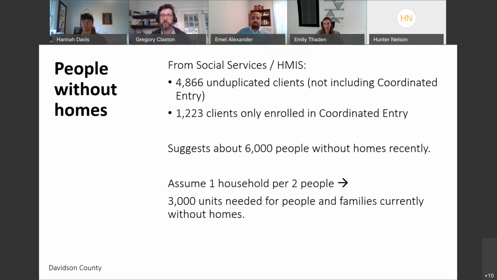We haven't been able to take the next step and identify a number of households that you would need to serve this, but just using a very rough guide of one household per two people, you can get to a round number of 3,000 units needed for people and families currently without homes.